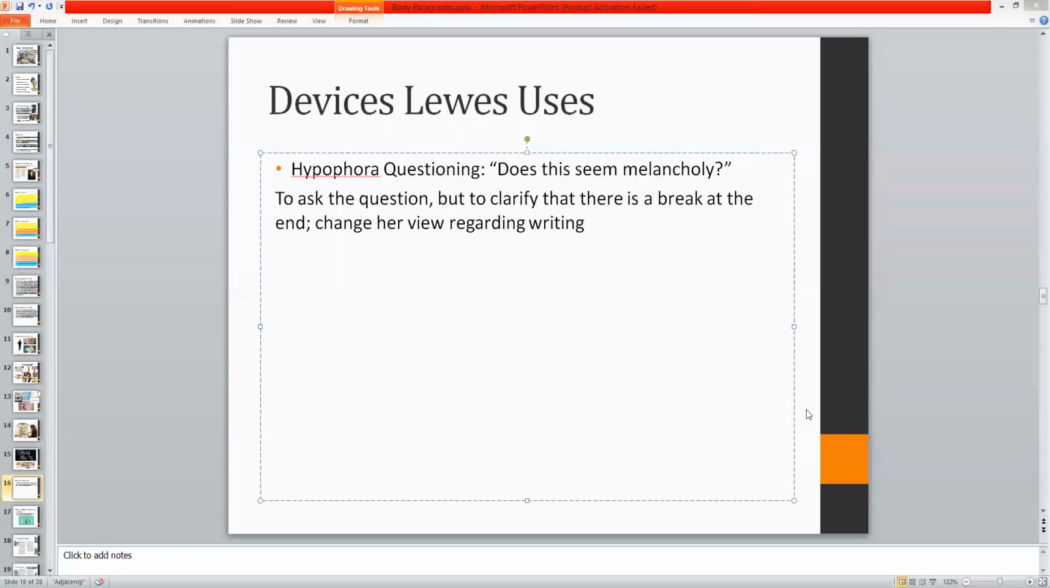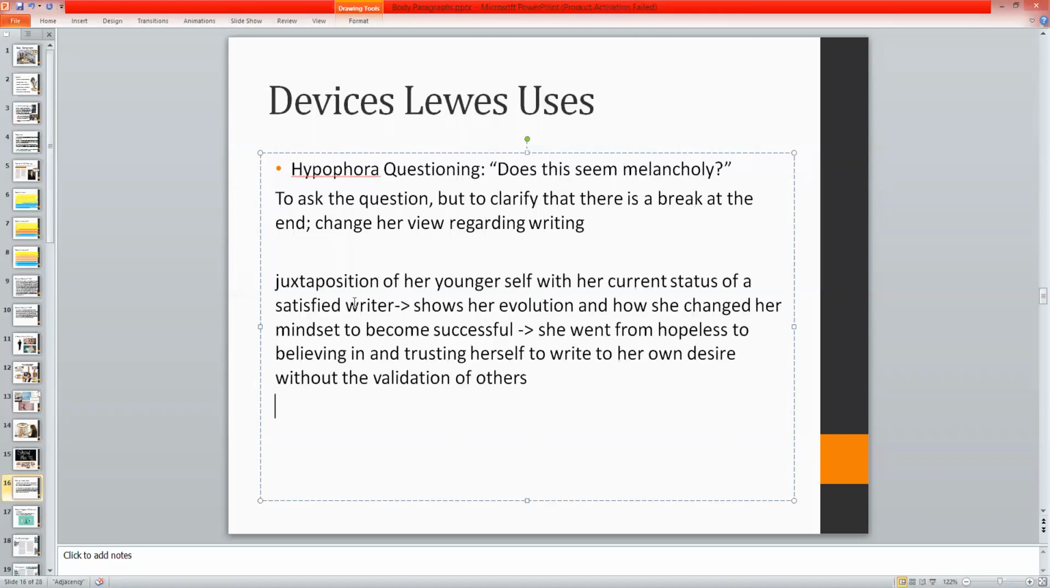So I got another one from Joel. I will copy and paste this here. So she wrote, "Juxtaposition of her younger self with her current status of a satisfied writer shows her evolution and how she changed her mindset to become successful. She went from hopeless to believing in and trusting herself to write to her own desire without the validation of others." Absolutely. Juxtaposition is a big one in this case here, because it really shows that big compare and contrast between past and present, young versus old. And so in this case, it's kind of like, hey, I made it. And I'm going to let you know that what you see today is vastly different from the past.